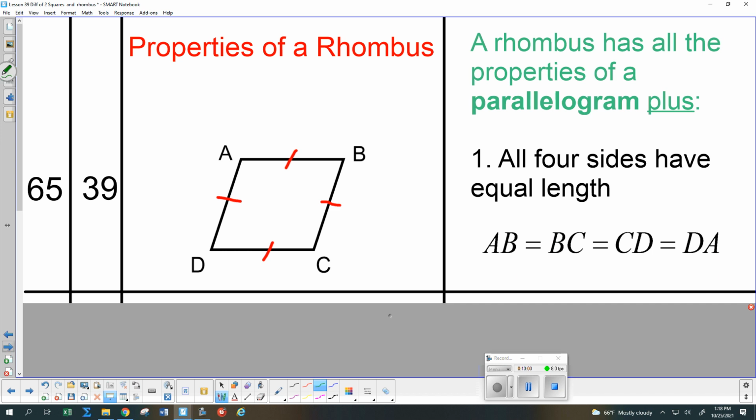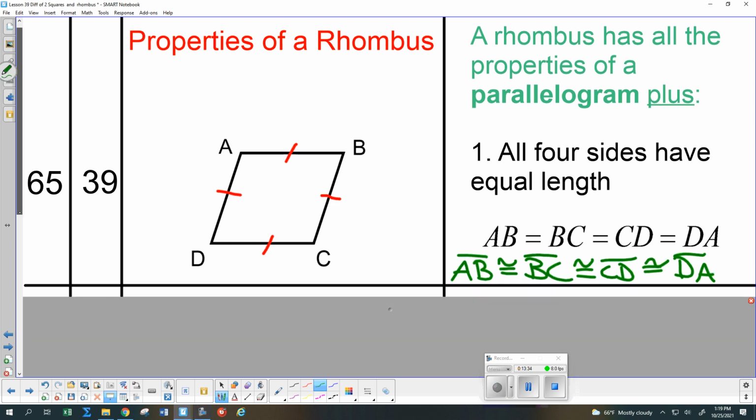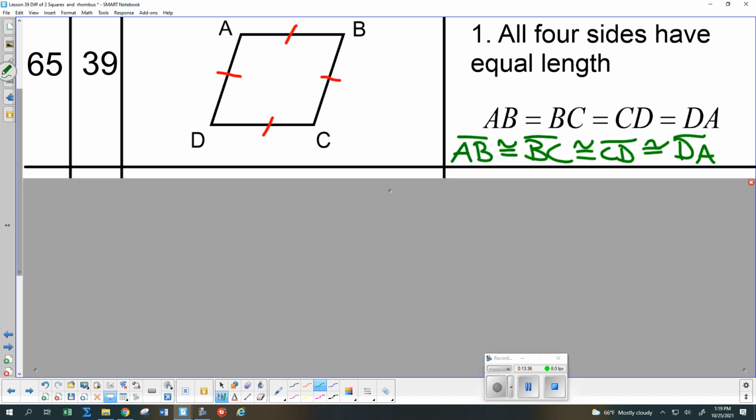We can either say the measures are equal, or we can say the sides are congruent. If I put a bar over it, it means the actual line segment for the side. If I don't, it means how many inches long it is, or centimeters, or whatever my units are. So we can say the numbers for the measures are equal, or the shapes are congruent. 2 more properties, and they both have to do with the diagonals in the rhombus.